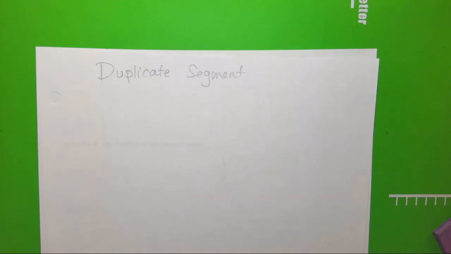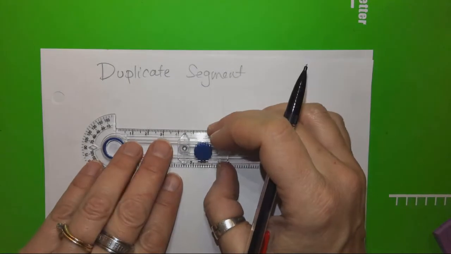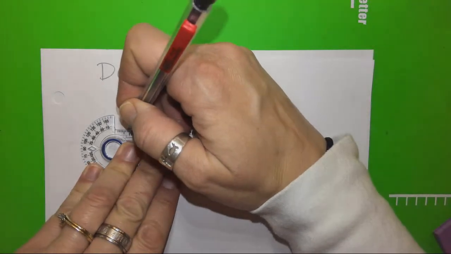Okay, we're going to duplicate a segment. So the first thing that we need to start with is you're always given a segment. So right now I'd like you to draw a segment of any length.